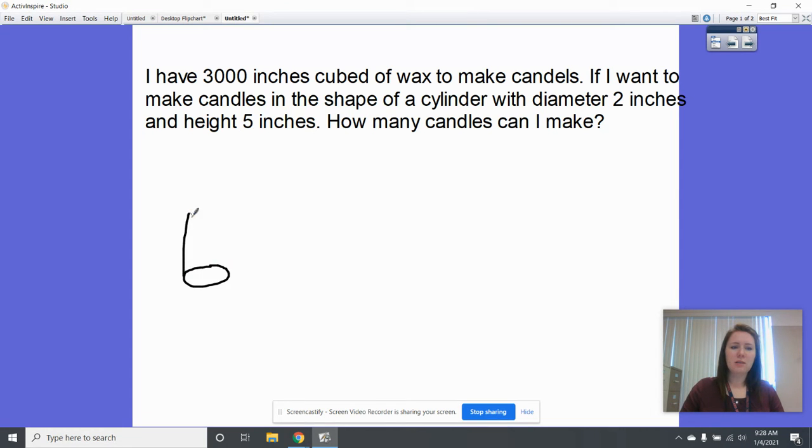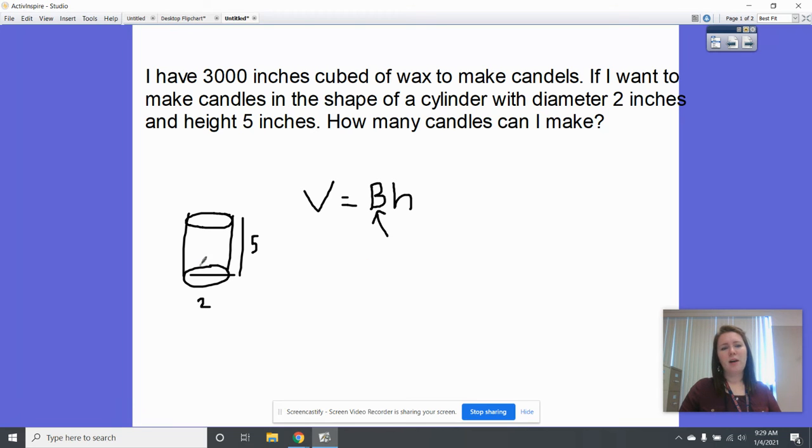So if it's a cylinder, it's going to look something like this. And it said a diameter of 2 inches, a height of 5 inches. First, I have to find the volume of this candle, of this cylinder. So volume is area of the base times the height. Then capital B, that's the area of the base. So I have to find the area of my base. So area of a circle is pi times radius squared.